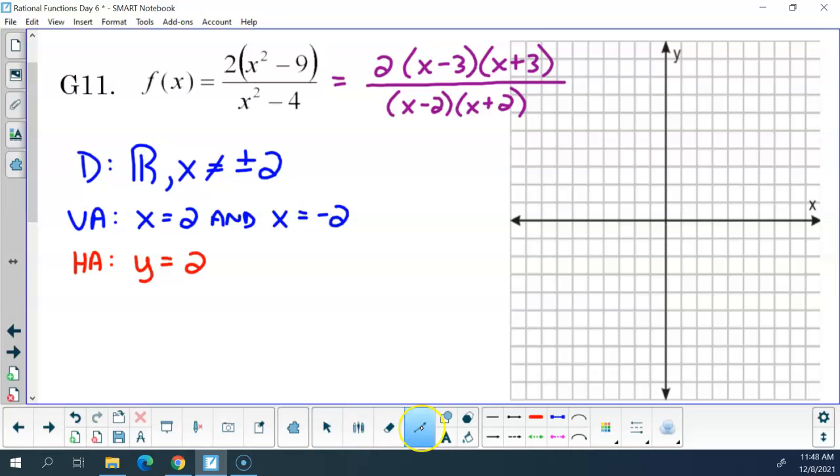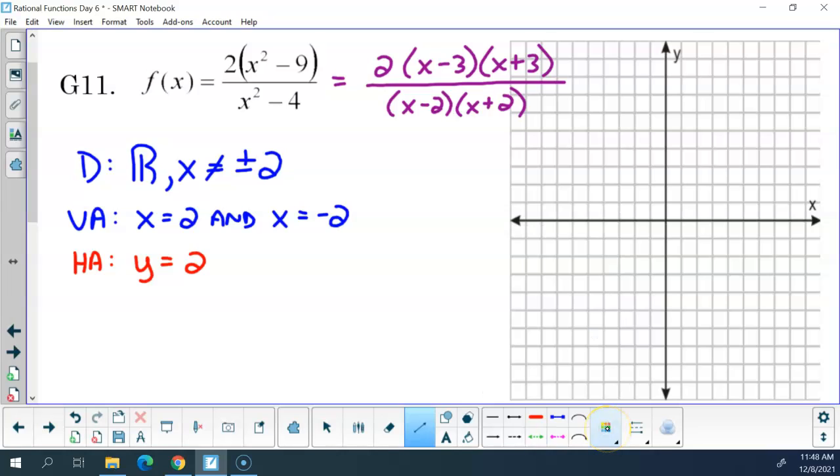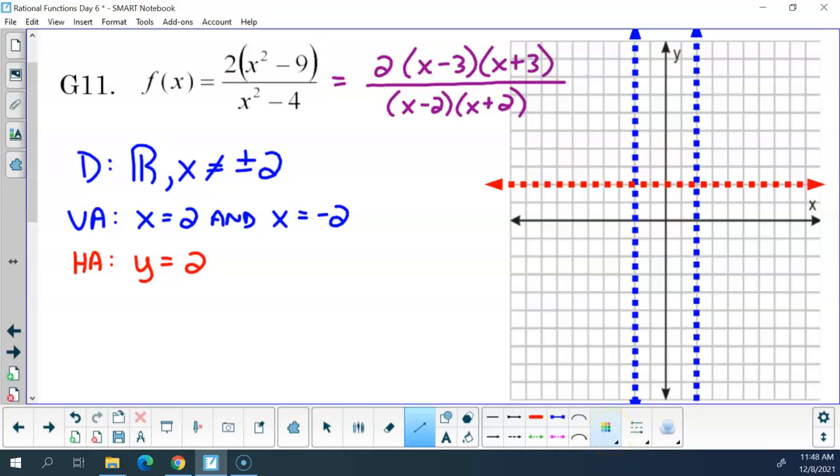Okay, so then we got x equals negative 2, x equals positive 2, y equals 2.